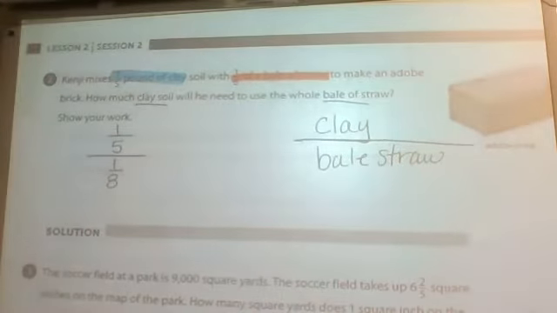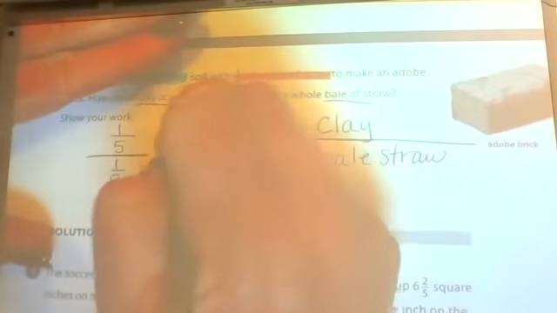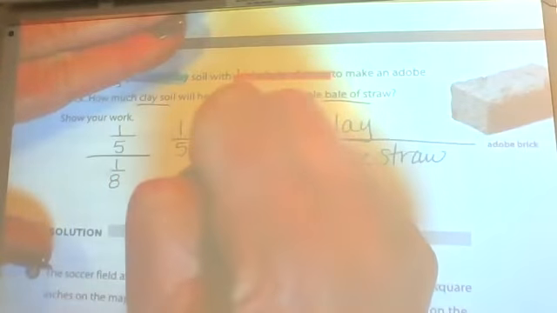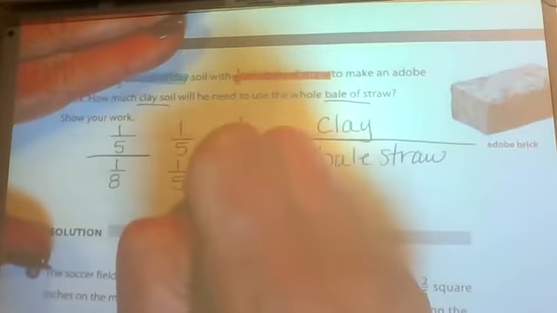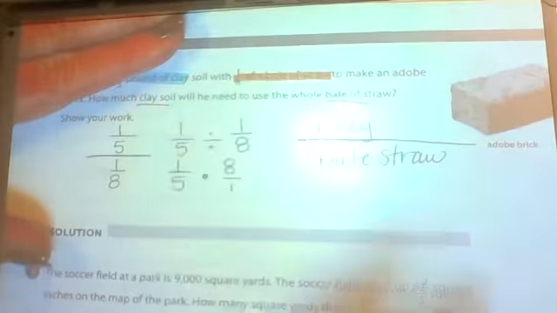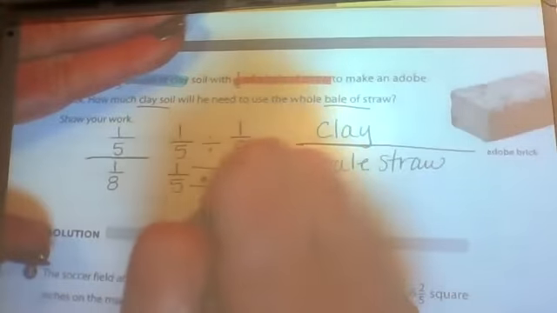Now let's get it so that it's a unit rate that has 1 on the bottom to represent the 1 bale of straw. So this is division: 1/5 divided by 1/8. Keep, change, flip. Multiply everything straight through.